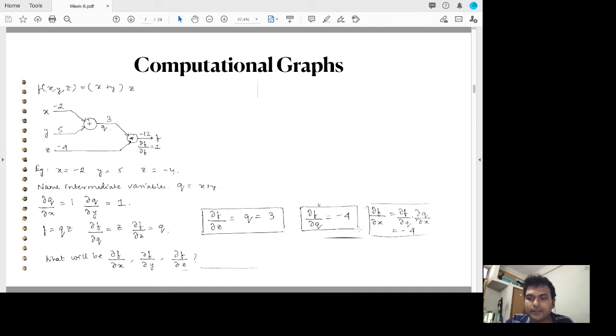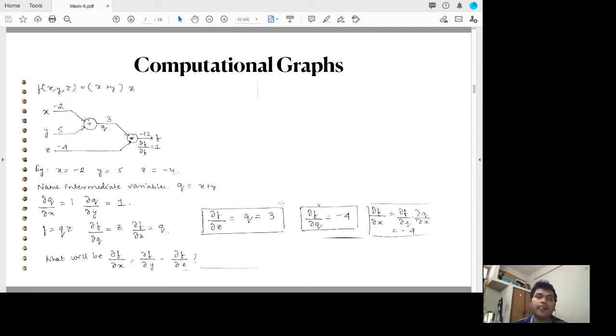So ∂f/∂x equals ∂f/∂q into ∂q/∂x, where ∂f/∂q is equal to z and ∂q/∂x equal to 1, and therefore -4 into 1 will become -4.